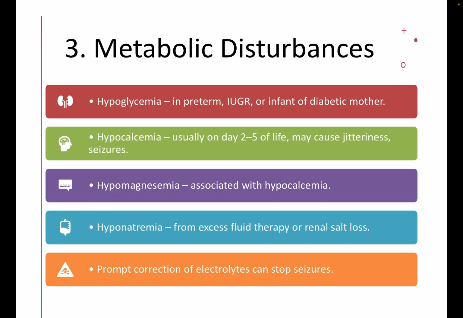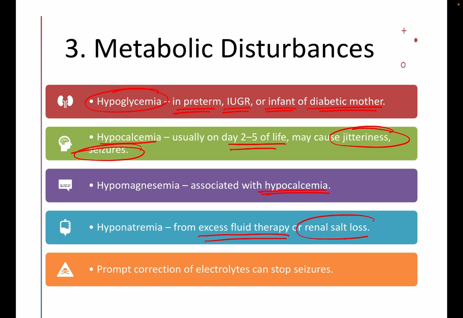Coming to the metabolic convulsions. Hypoglycemia is the most common cause in preterm, IUGR, or infants of diabetic mothers. Hypocalcemia, usually occurring in 2 to 5 days of life, may cause jitteriness or seizures. Hypomagnesemia is often associated with hypocalcemia. Hyponatremia is due to excess fluid therapy or renal salt loss. Prompt correction of electrolytes can cause stoppage of these types of seizures.